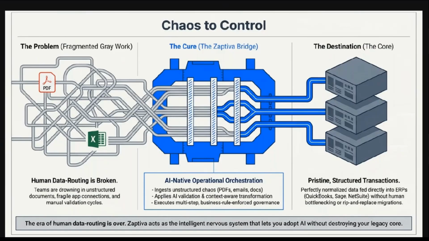In the visuals shown in the document, you can actually see that journey from chaos to control, from fragmented gray work through the bridge where AI orchestration happens, and ultimately into clean, structured transactions feeding the core business systems. Ultimately, Zaptiva helps organizations adopt AI safely, intelligently, and operationally without tearing apart the infrastructure they already depend on every day. And that's the future Zaptiva is building.